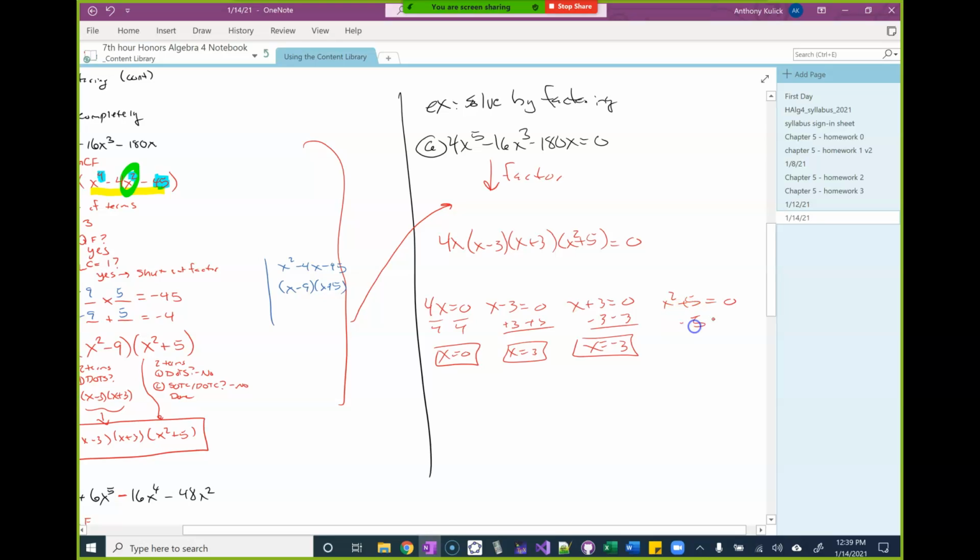I'm still going to just solve directly, so I'm just going to subtract 5 from both sides. Then square root both sides. Since I'm square rooting both sides, it creates a plus or minus. Since I'm square rooting a negative, I get an i. And then the square root of 5, I can't do anything else to simplify because it's a prime number, so I am done there. So those would be my solutions.